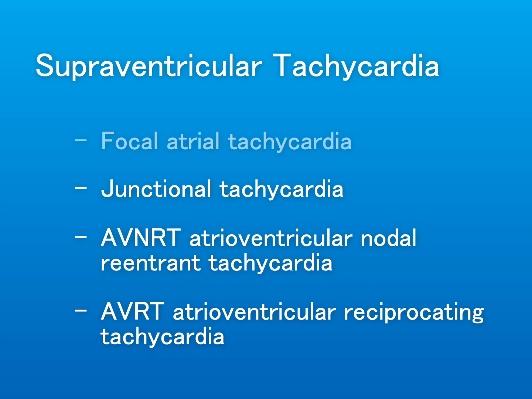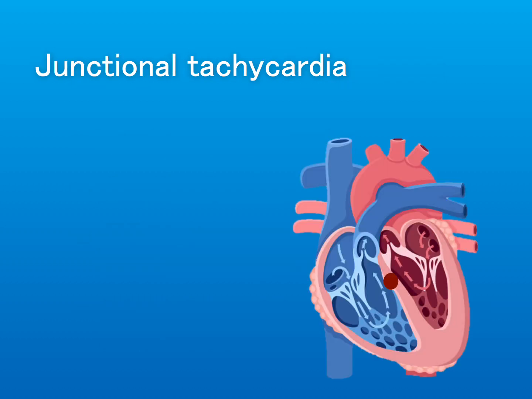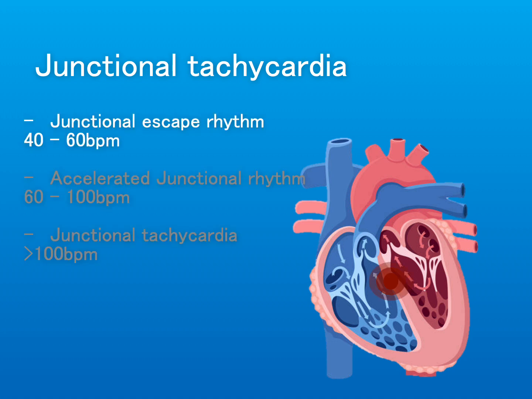So back to SVTs, we already discussed focal atrial tachycardia. Now we'll move on to junctional rhythms. The AV junction can become the dominant pacemaker in a few different scenarios. The most common is an escape rhythm, when there is no impulse coming from upstream in the atria, or when it's very slow. The AV node can take over as it has these intrinsic properties of automaticity.